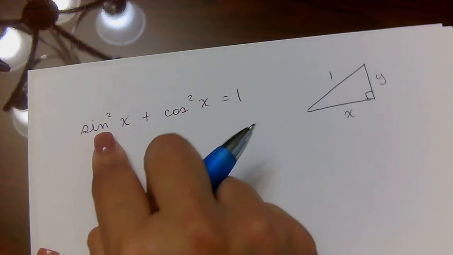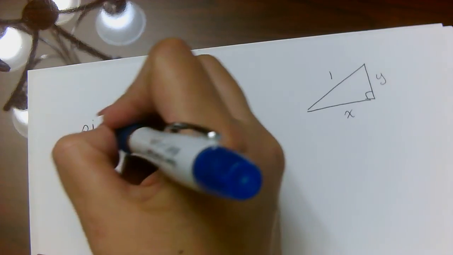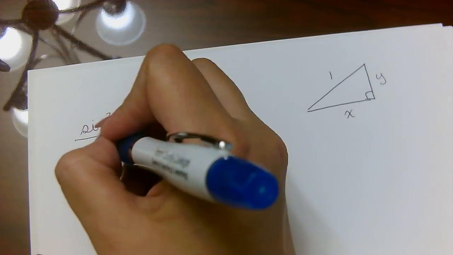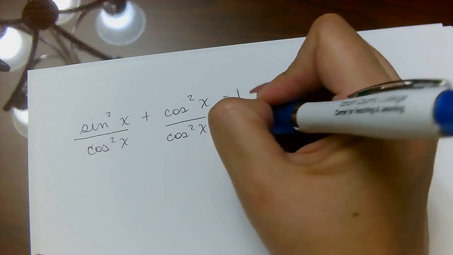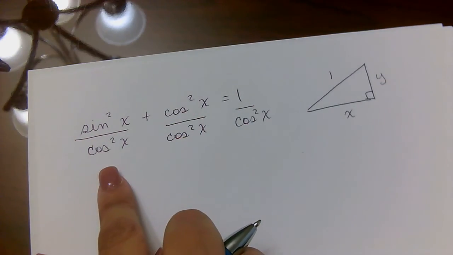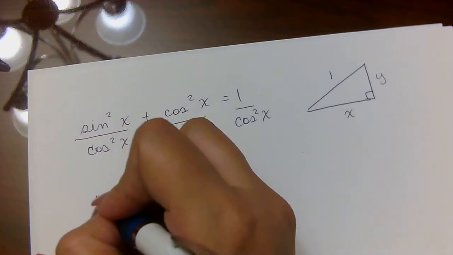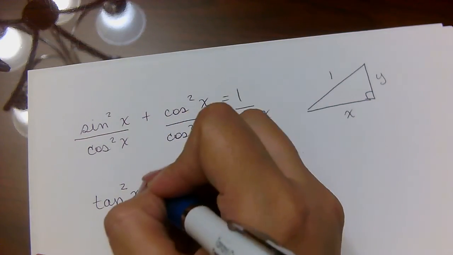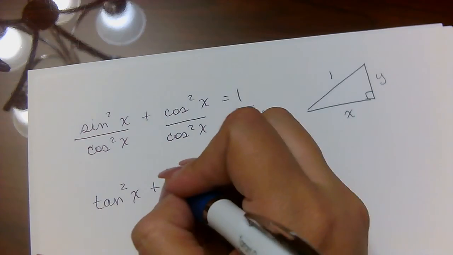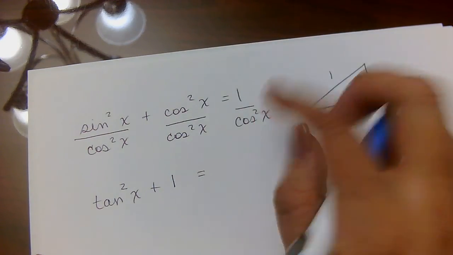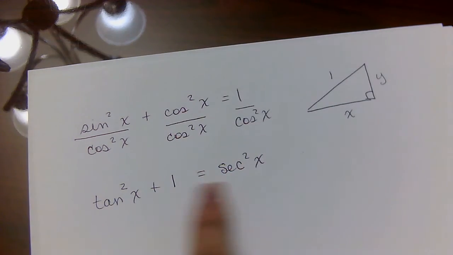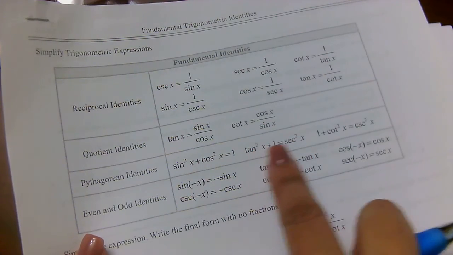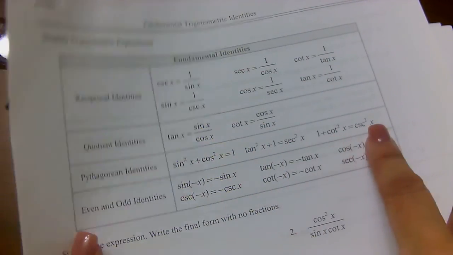Okay, so if I divided everything by cosine squared, okay, what is sine over cosine? Hopefully you said tangent. Plus cosine over cosine is equal to 1 over cosine is secant squared. Okay, this equation is exactly the same one that we see here. So how do you think we get this equation?